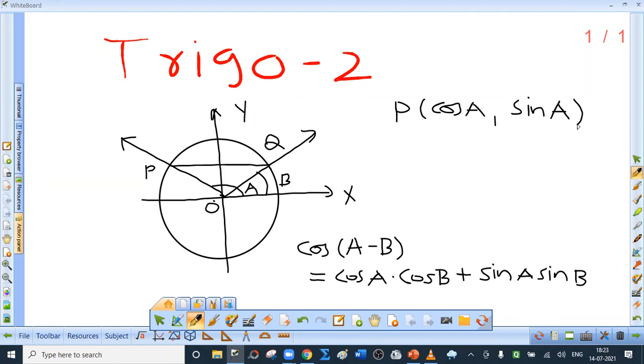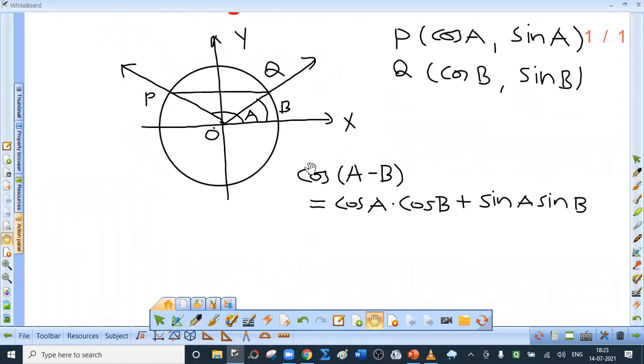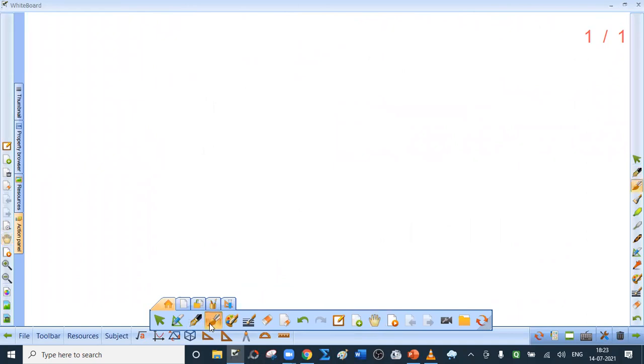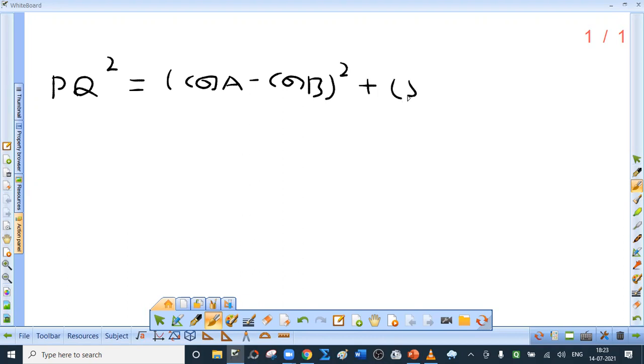So what are the coordinates of P? Cos A, sin A. And what are the coordinates of Q? Coordinates of Q, cos B, sin B. These are the coordinates of Q. Okay. Now, by distance formula, can you tell me what is PQ square? PQ square by distance formula is (cos A minus cos B) square plus (sin A minus sin B) square.